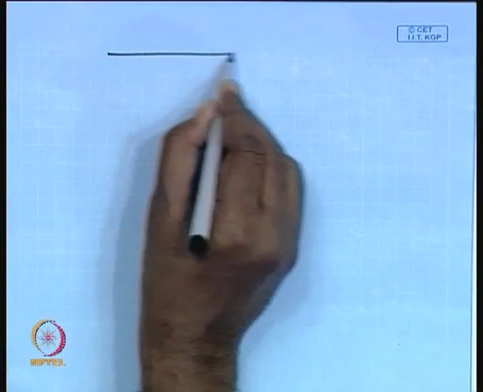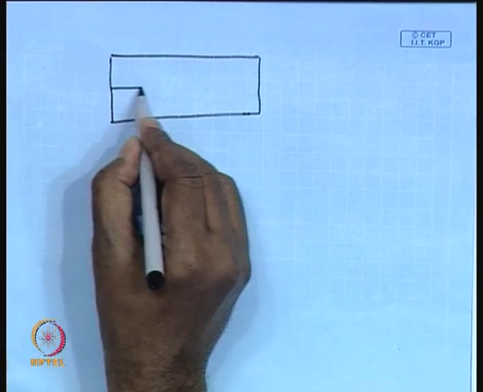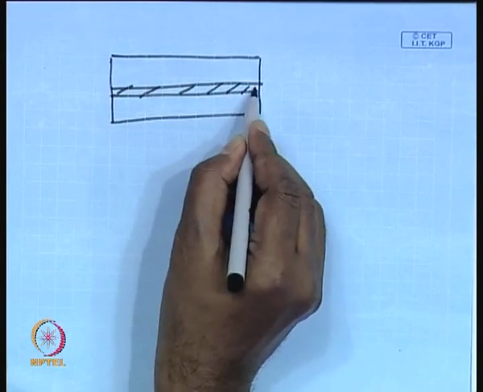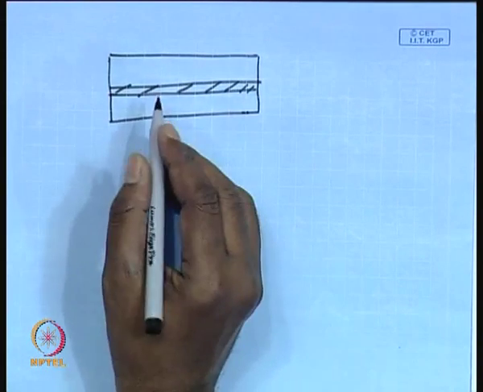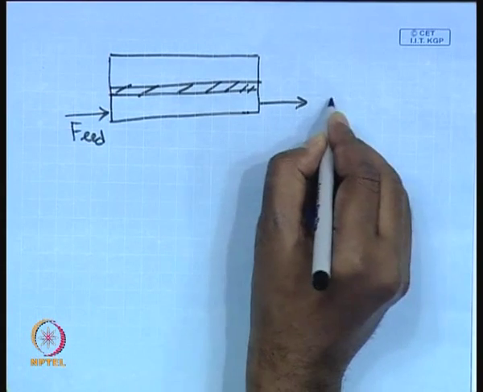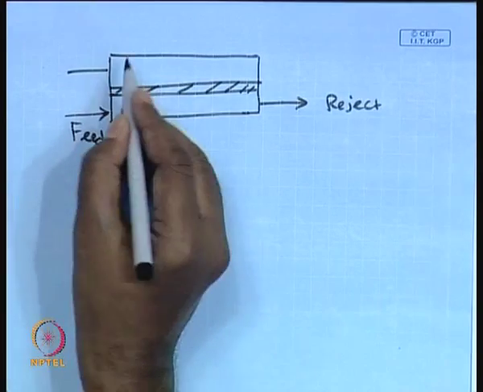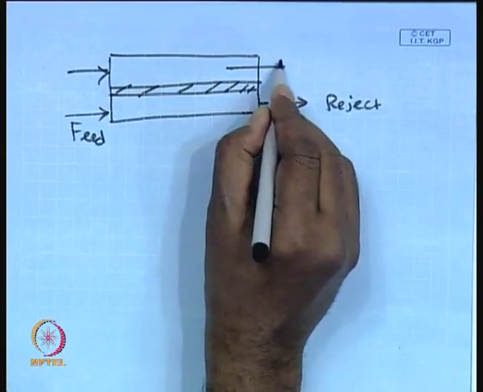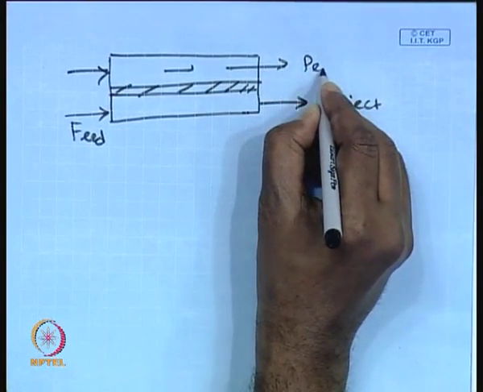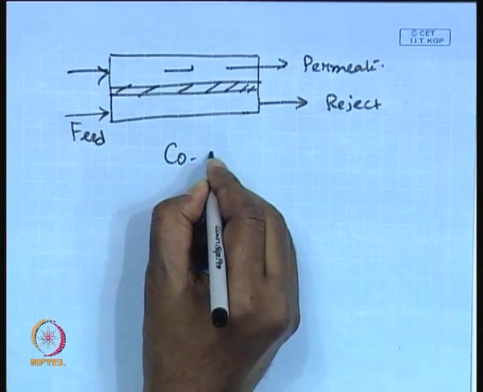For example, if we have a system something like this, where both the chambers are separated by a semi permeable barrier or the membrane, and you will be having a feed here, feed is going into the system and the reject stream is coming out of it, and similarly the permeate is flowing by a carrier gas, the permeate is flowing in the same direction. This is a co-current configuration.